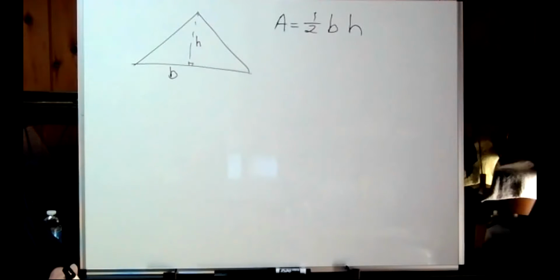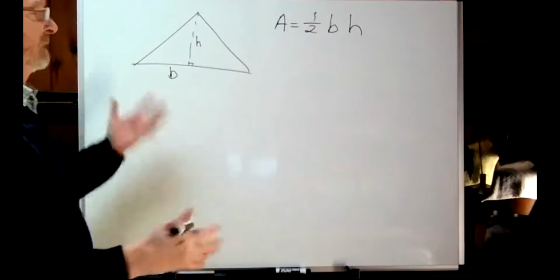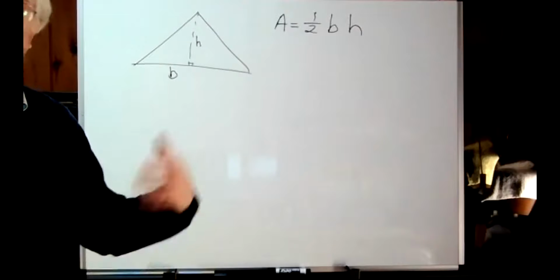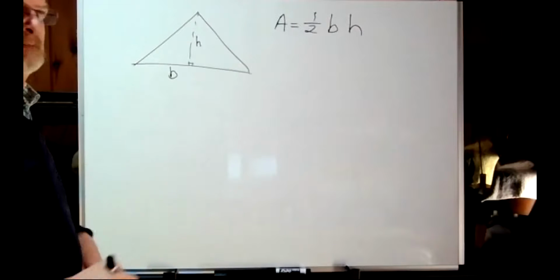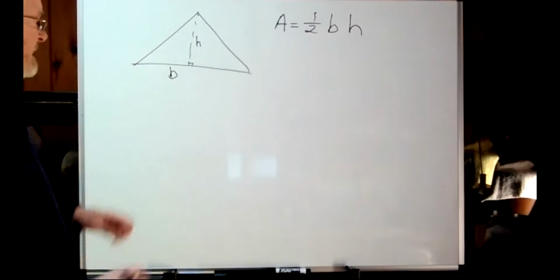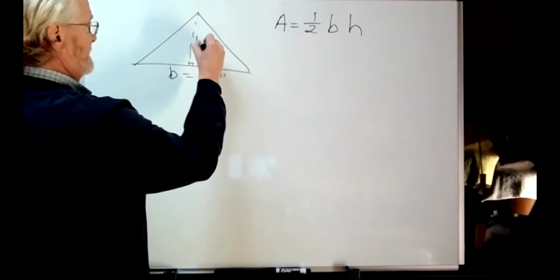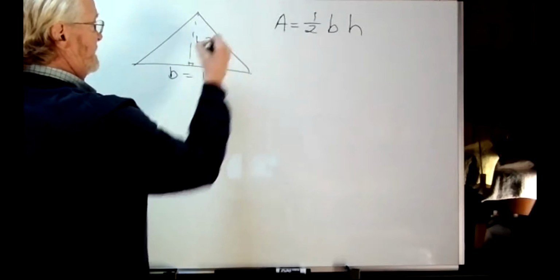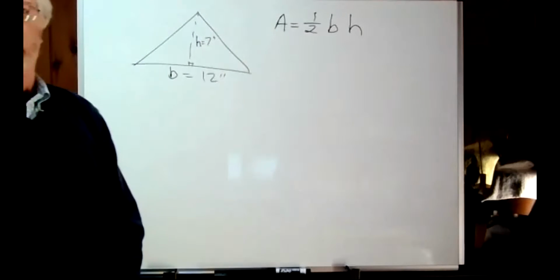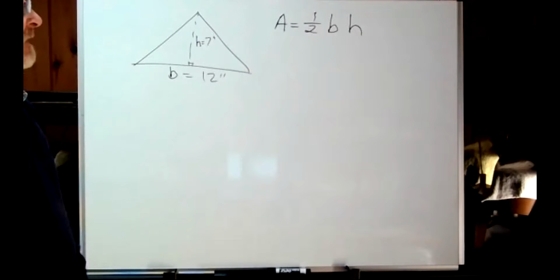Right, 1/2 the base times the height. And so then we need those values. And really not too many ways around it, but they can get too tricky. Let's say this is 12 inches, and I'll say this is 7 inches. So what is the area of that triangle?